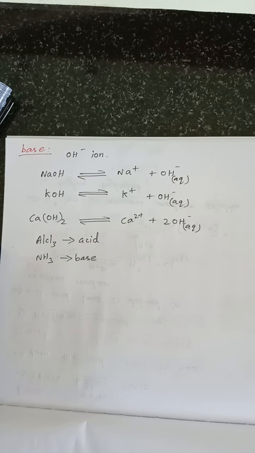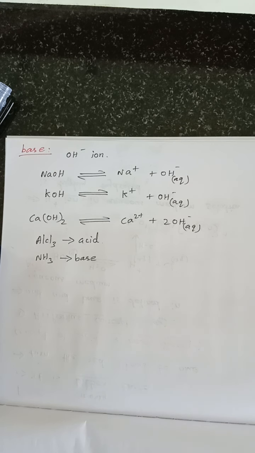So ammonia does not give a hydroxyl ion group, so it does not count for the basicity of the substance. So there are two limitations of the Arrhenius concept. The Arrhenius theory is based on acid and base in the presence of an aqueous medium, and these are the two points of limitation.